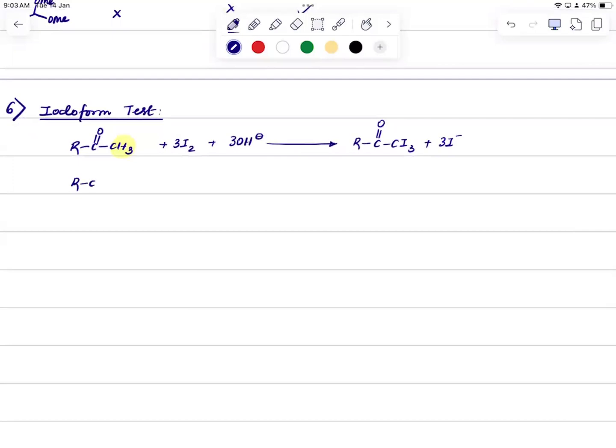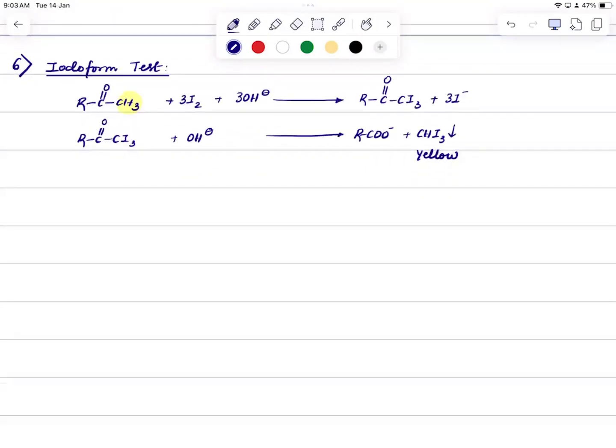And the last one, RC double bond O CI3, if you treat with one more mole of OH minus, we'll convert this into RCOO minus and CHI3, which is the yellow colored precipitate. That's how we get to see what the iodoform test is. Now, the type of groups which you need to remember, okay, a positive test is given by ethanol. Ethanol will give a positive test, clear?